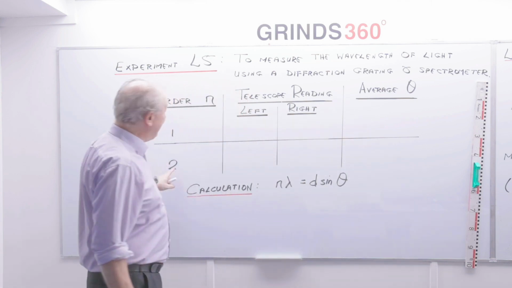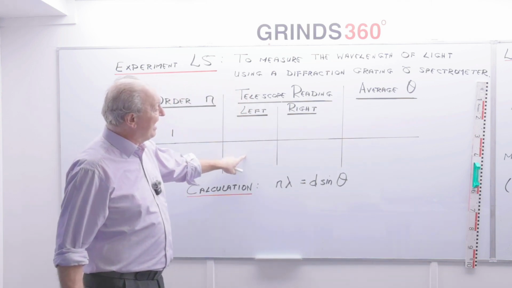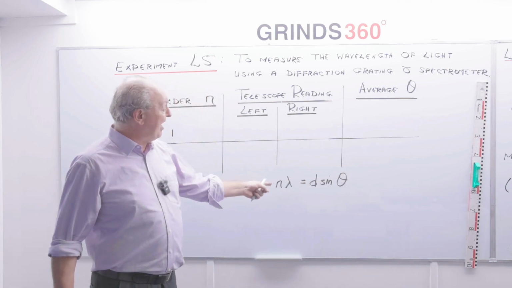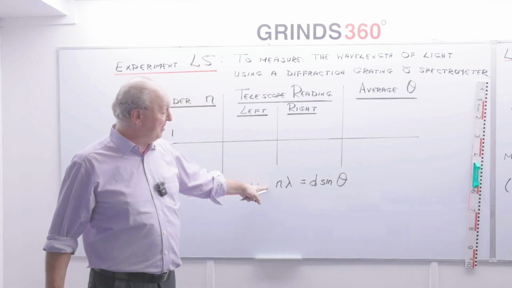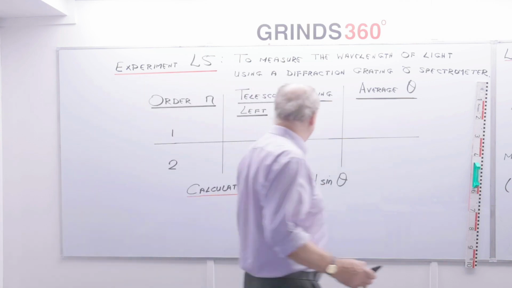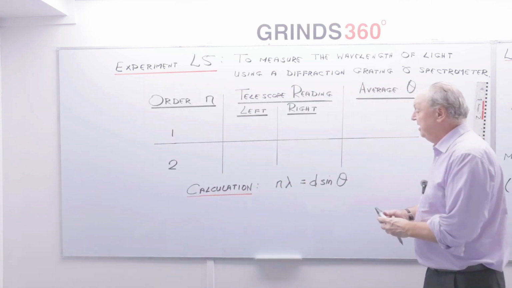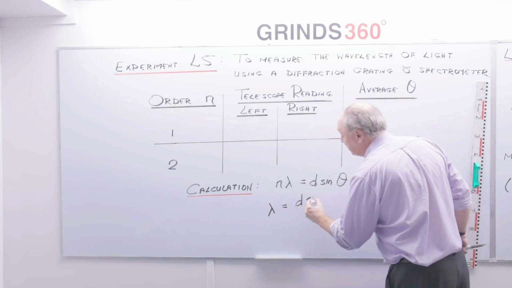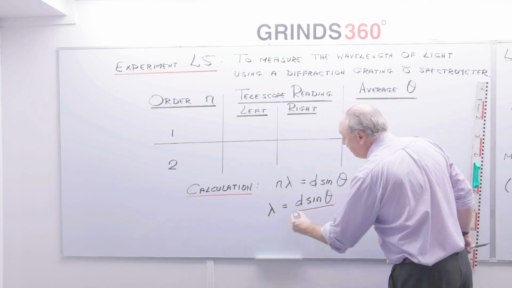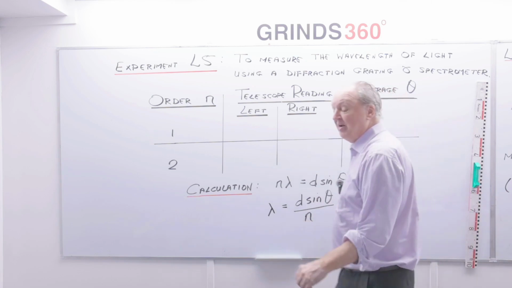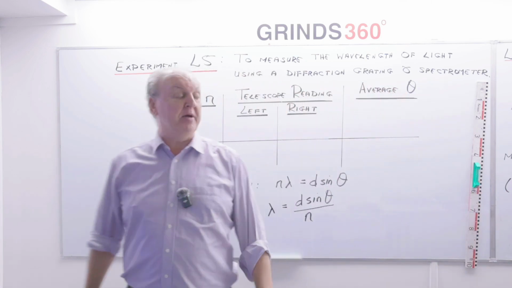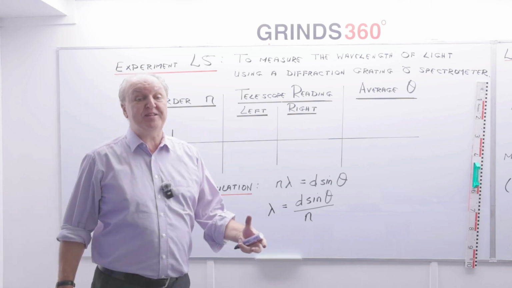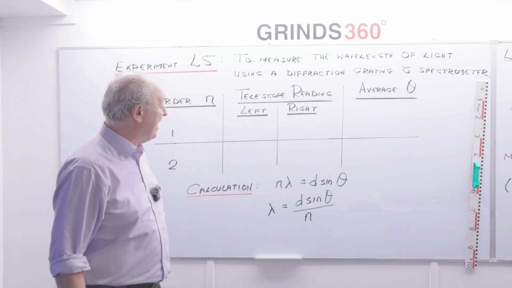Then you may do it for n equals 2. You'll measure the reading left and right, and you'll get an average. Now you're going to work out the wavelength using your diffraction grating formula. n lambda is equal to d sine θ. You want lambda, so lambda is equal to d sine θ divided by n. You're actually going to get two values of lambda, one for n equal to 1 and one for n equal to 2. But of course, each lambda will be the same, so then you'll get the average.